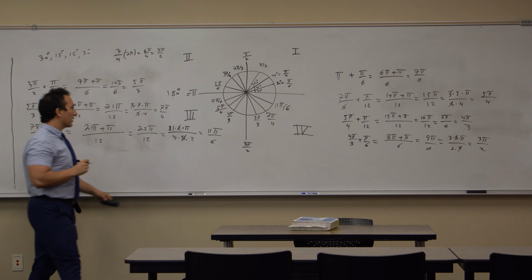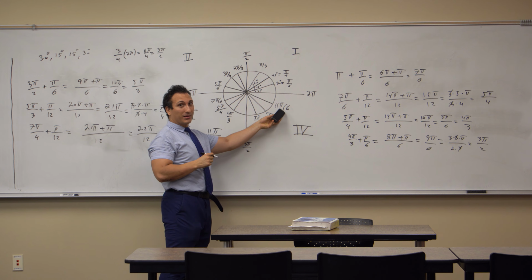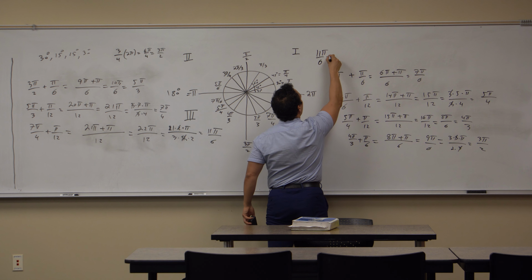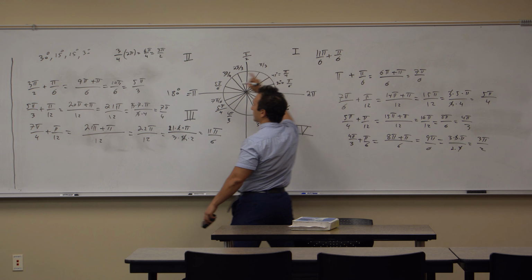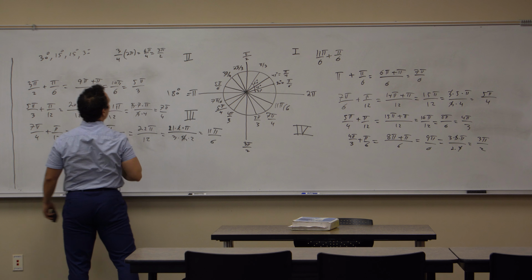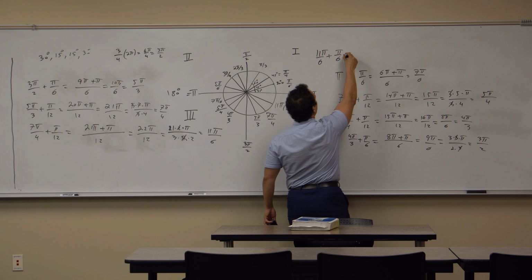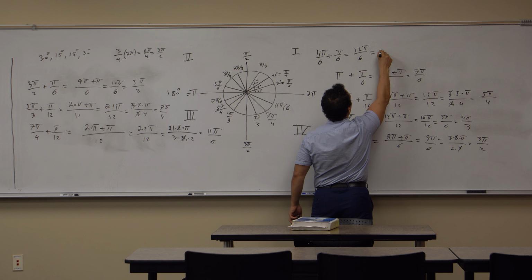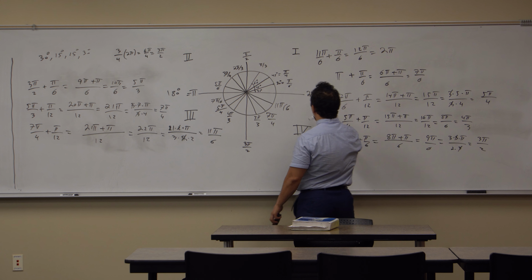And last but not least, we know we get to 2 pi. How do we know that that's 2 pi? Notice that 11 pi over 6 plus pi over 6 becomes 12 pi over 6, which reduces to 2 pi. I'll write that out. 11 pi over 6 plus pi over 6, and pi over 6 is our 30-degree analog. This is equivalent to 12 pi over 6, which reduces to 2 pi. And we're at 2 pi.